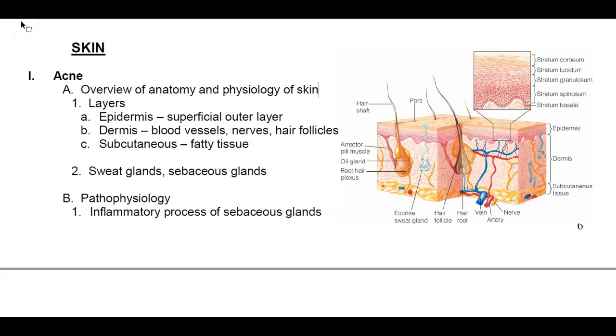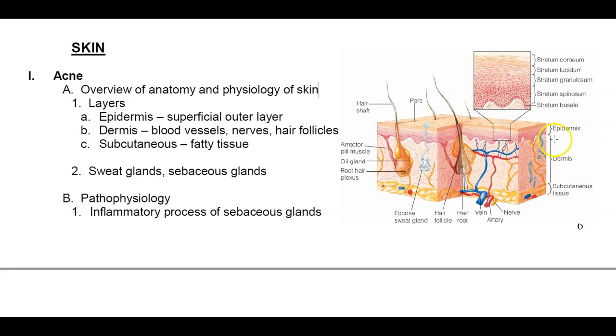Now we're going to talk about the skin. So let's do a brief review of the skin anatomy. So we have different layers of our skin. We have the epidermis, dermis, and the subcutaneous fatty tissue. So here, as you can see in this area, this is the epidermis. So this is the superficial outer layer of your skin.